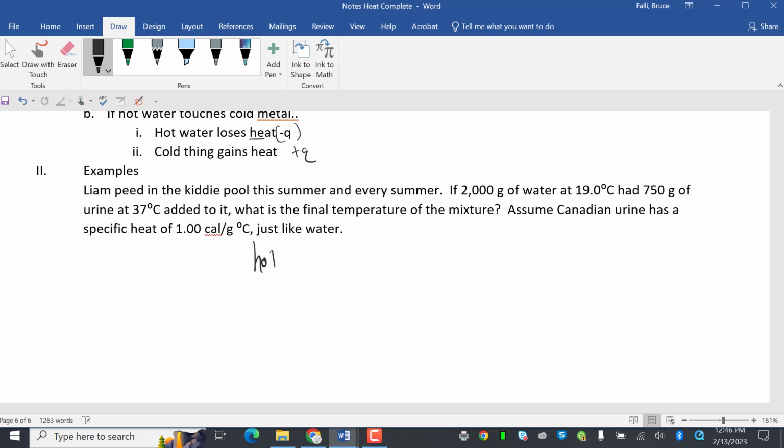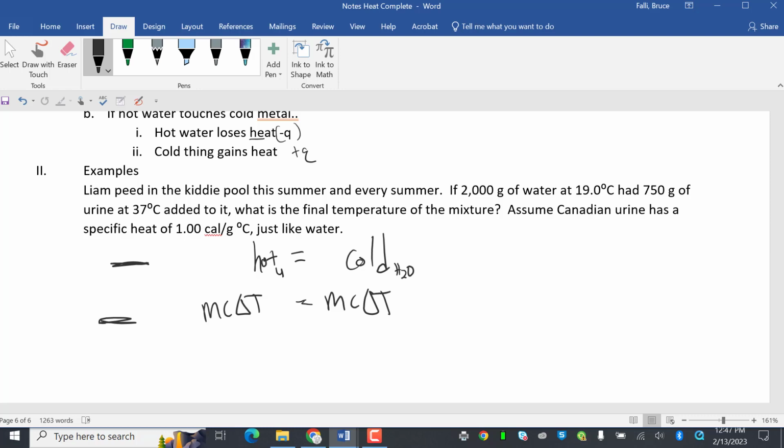So what we do is we have hot equals cold. And I throw out here a negative sign that I'll worry about when I want to worry about it, okay? So we have what? Hot urine, and cold water. So I'm going to leave this negative sign out here. I'm going to write MC delta T equals MC delta T. So the left-hand side is the hot one in there.